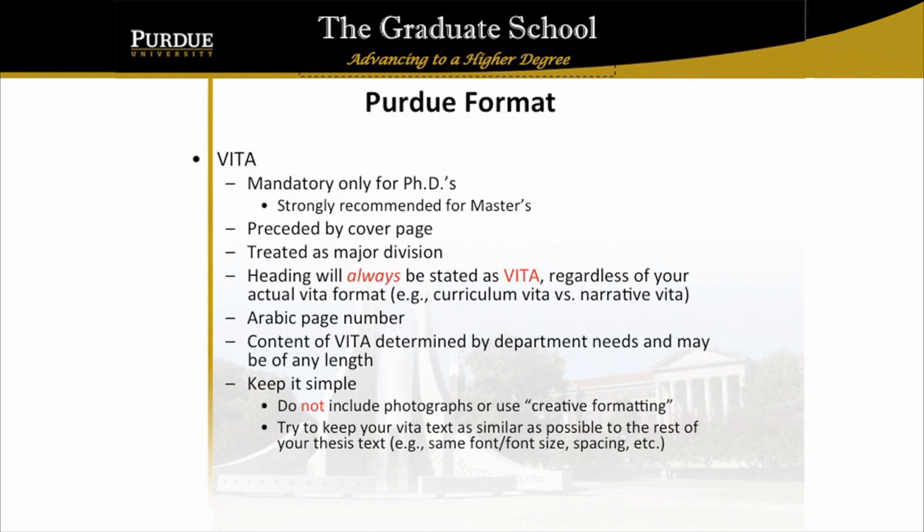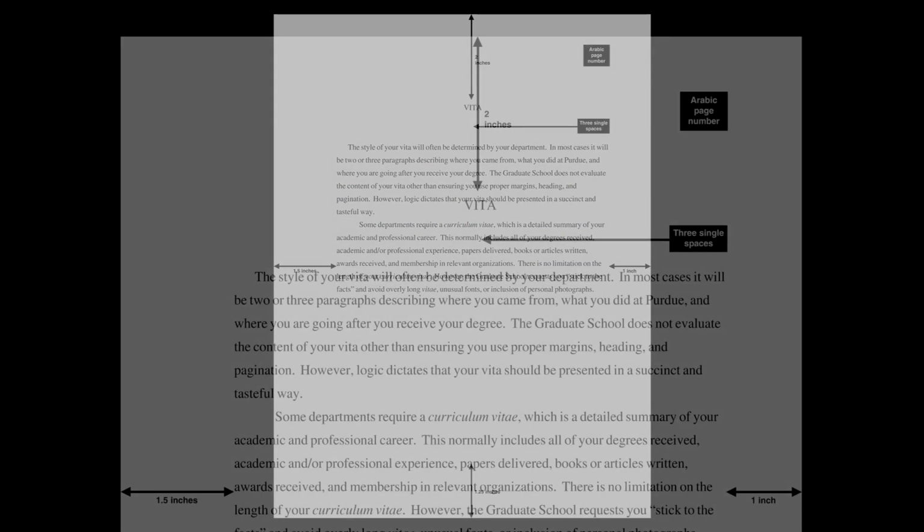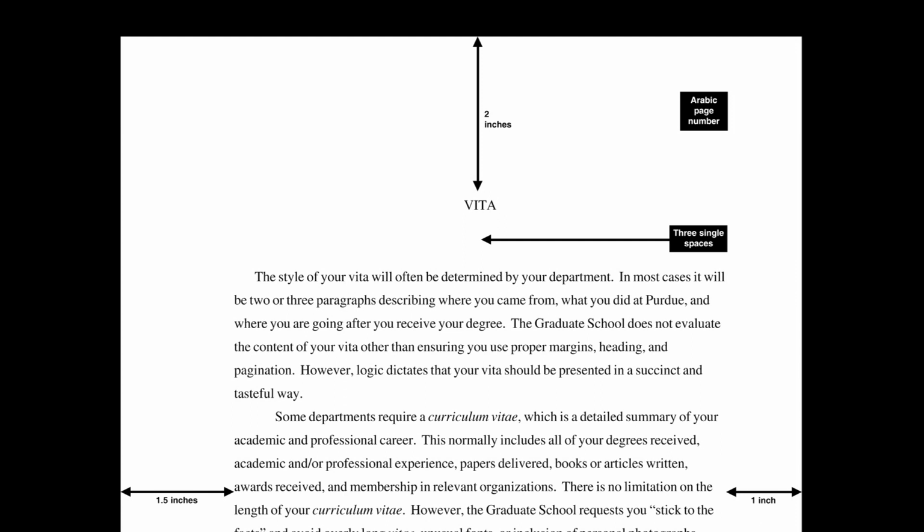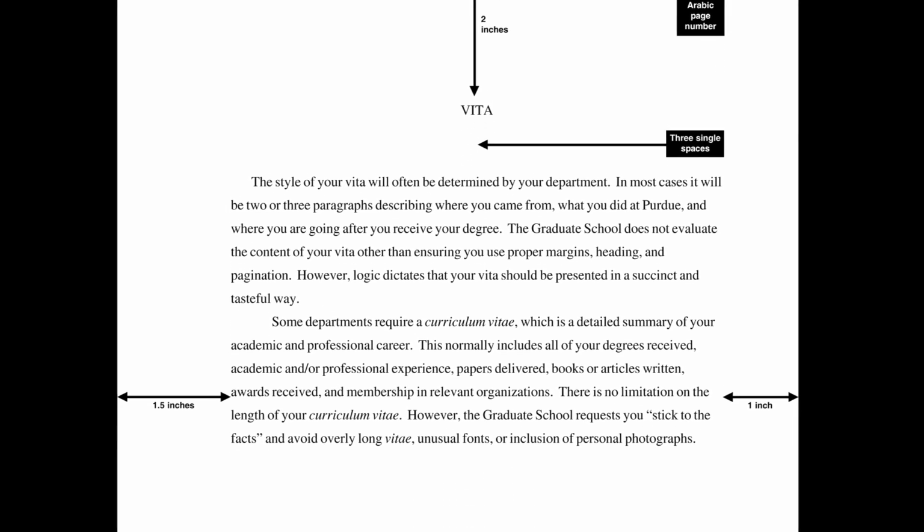And then Vita. These are mandatory only for PhDs, but we do strongly encourage masters to consider them, especially now that you are submitting electronically. And Vitas come in usually two forms: a curriculum Vita style, which many of you are familiar with, and then what we call a narrative Vita. This is a narrative Vita style right here. It's usually 2 or 3 paragraphs, and it basically says where you came from, what you did at Purdue, and what you're going to be doing after you leave Purdue. So pretty easy. If you want to use a curriculum Vita, that's perfectly fine.